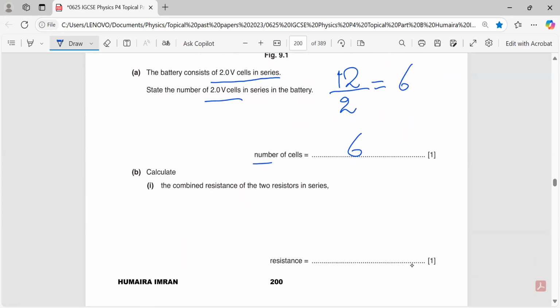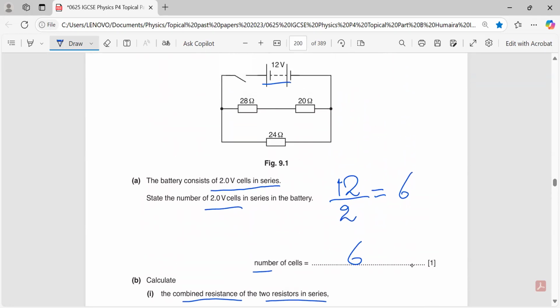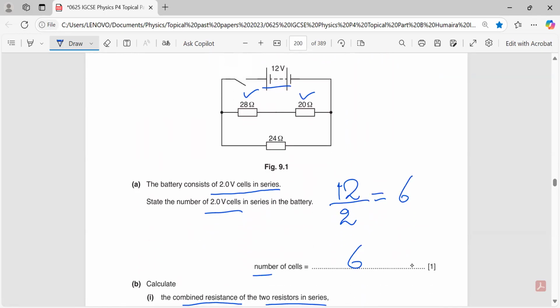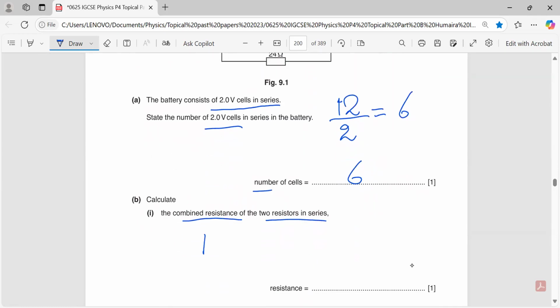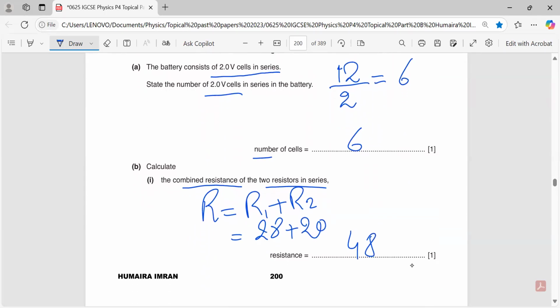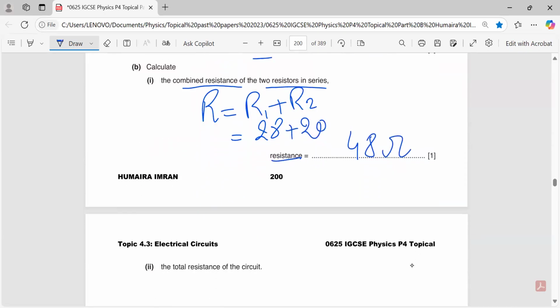The next part is that we have to find the combined resistance of the two resistors which are in series with each other. Here you will see that 28 ohm and 20 ohm, these two are the resistors which are in series with each other. So to calculate its resistance, you know the formula: total or combined resistance will be equal to R1 plus R2. So 28 plus 20 will give you 48, and the unit of resistance is ohm. So the answer will be 48 ohms.